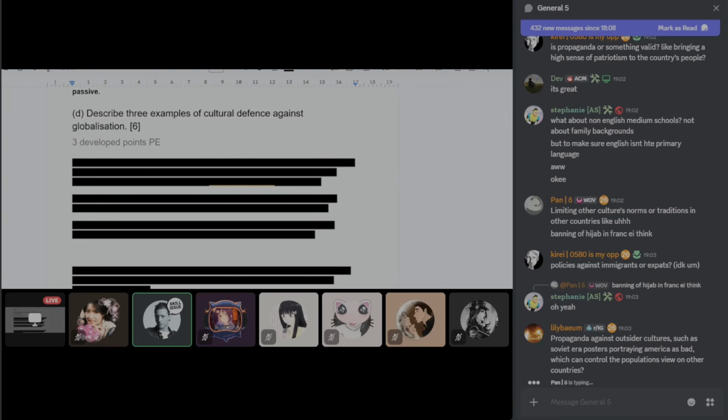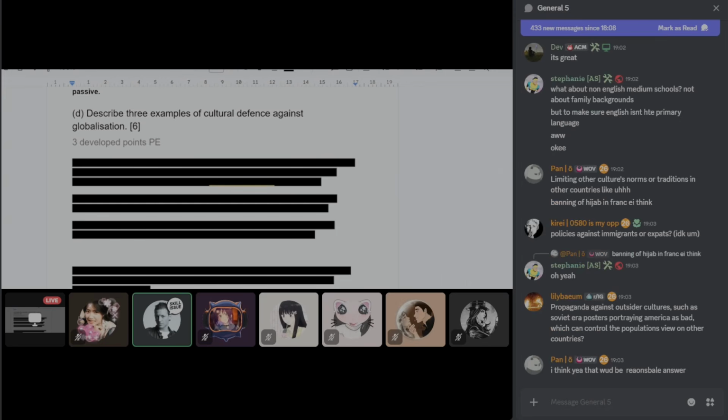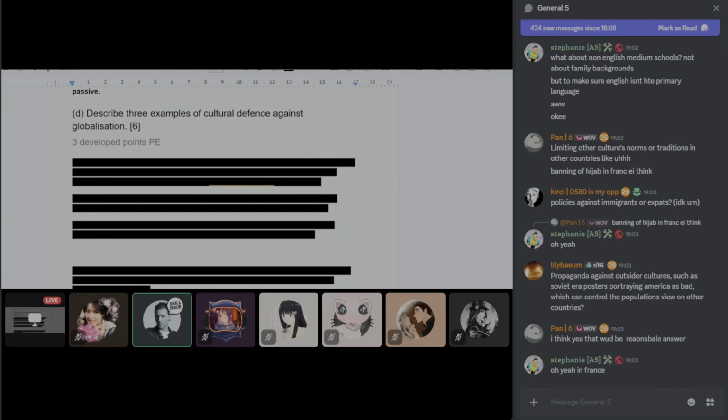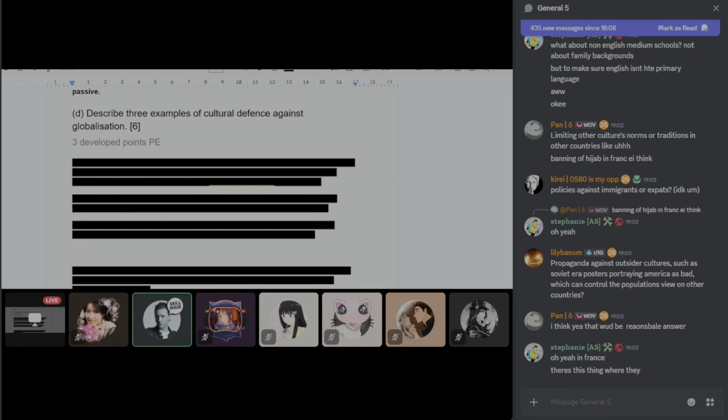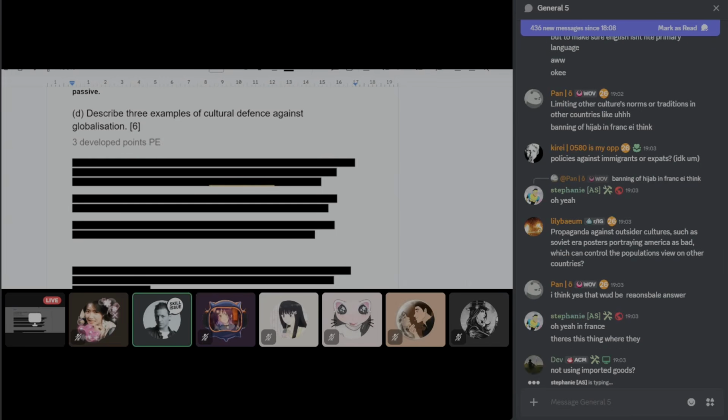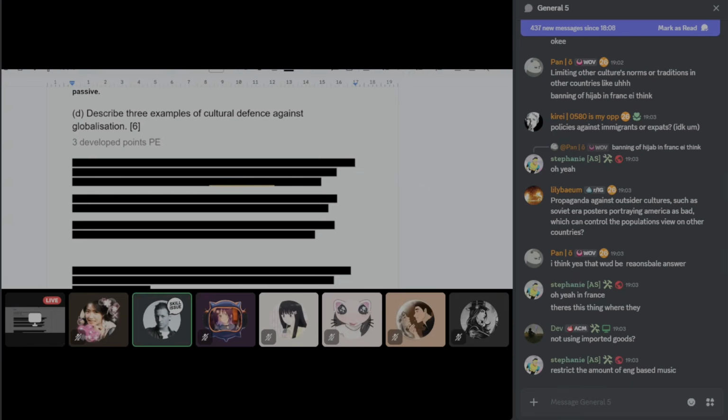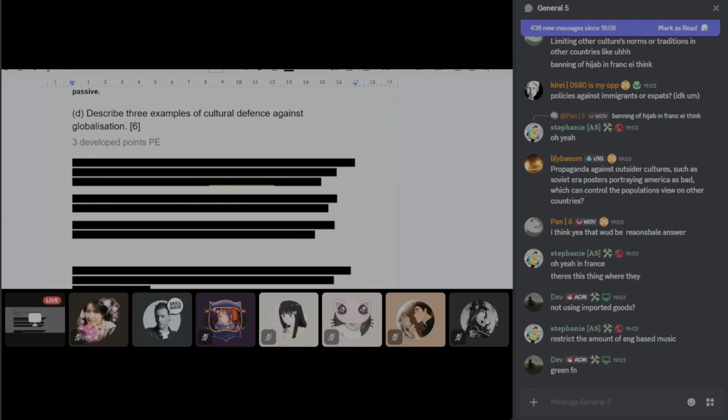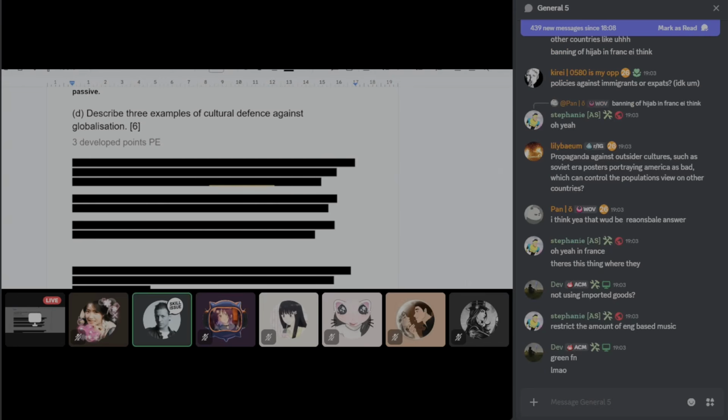Policies against immigrants. Limiting immigration. Yes, I think there was something like this, but we're talking about globalization here, so you can't really limit immigration here. Any other answers? Oh yeah, and for not using imported goods. I don't think so. Restrict amount of English-based music.